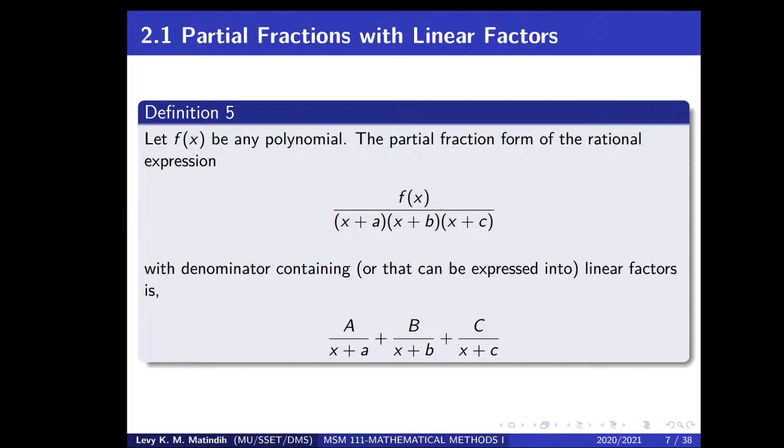They can be real numbers, they can be complex numbers. Here we are dealing with real numbers, not complex numbers yet, because you've not yet done complex numbers as a topic. As such, if your rational function is of this form, with the denominator containing linear factors, then this is how you can write it. Its partial fraction form is capital A divided by x plus a, plus capital B divided by x plus b, plus capital C divided by x plus c.